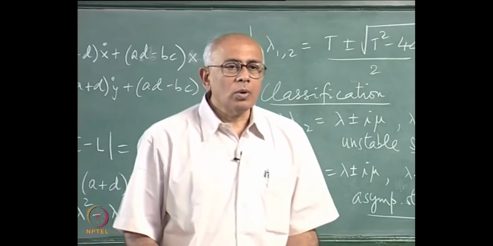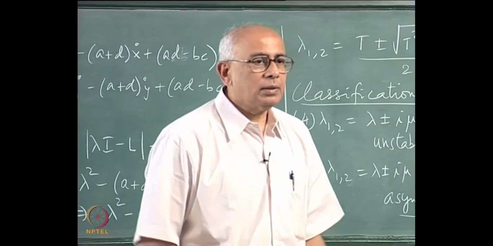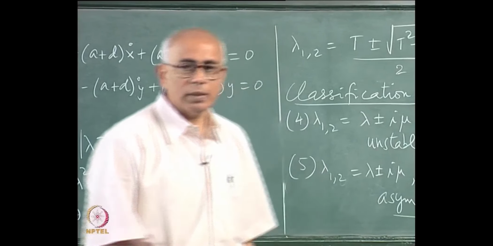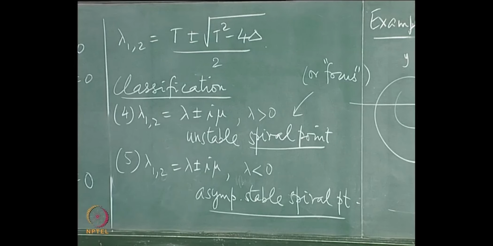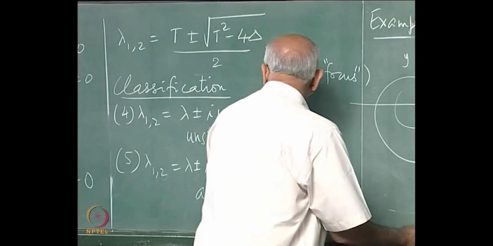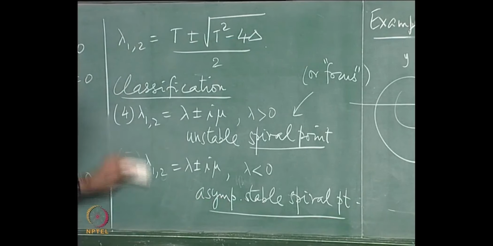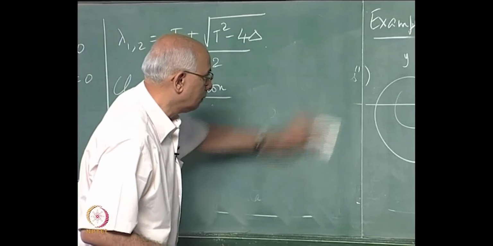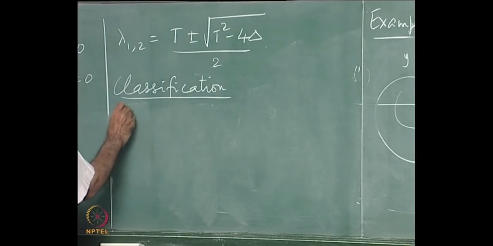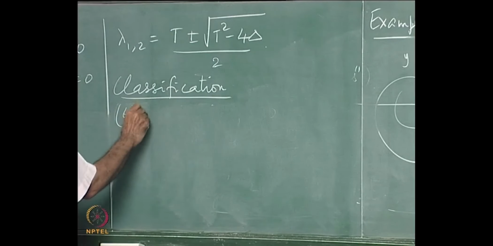Both the eigenvalues are pure imaginary, they form a pure imaginary complex conjugate pair. So lambda could be 0 and yet determinant L is not 0 because the eigenvalues are plus or minus i mu. Then that is the final case, let's write that down, case 6: lambda 1, 2 equal to plus or minus i mu, where mu is a real number.